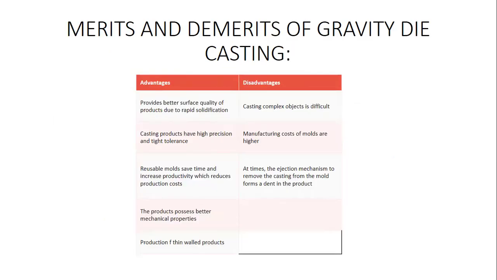Similar to sand casting, gravity die casting also has its own unique advantages and disadvantages. Let us see a few of the things as listed here. Compared to sand casting, gravity die casting provides better surface quality due to the rapid solidification process. Here, complex objects are difficult to manufacture through gravity die casting.